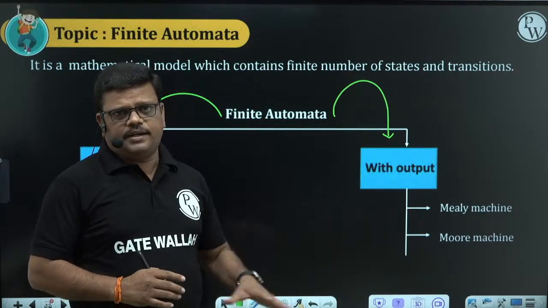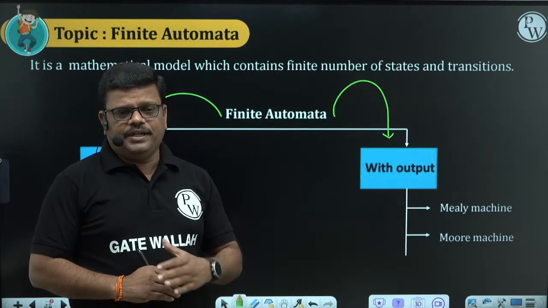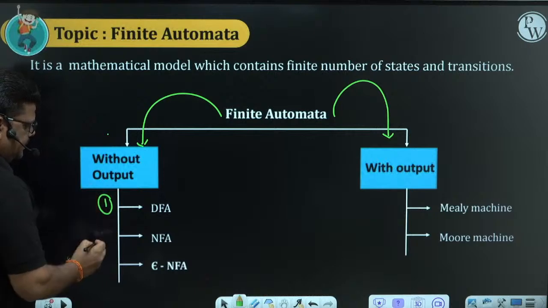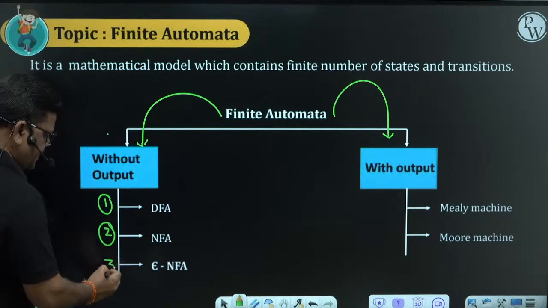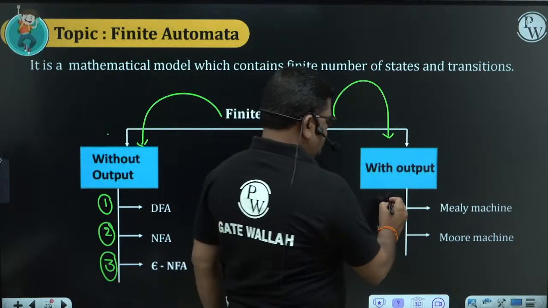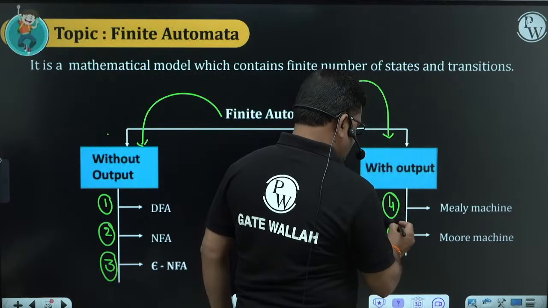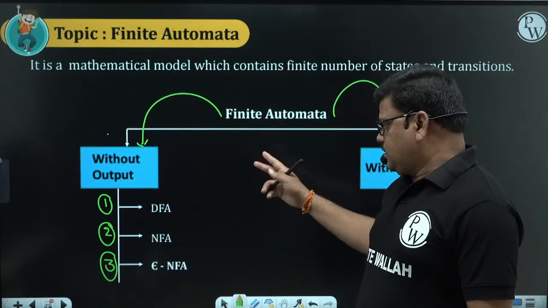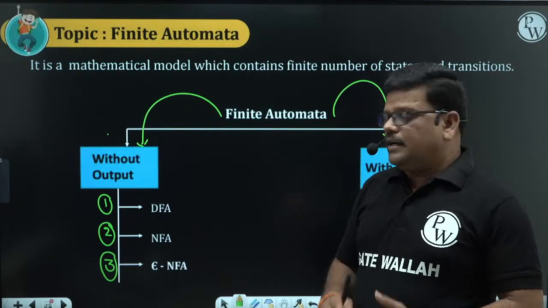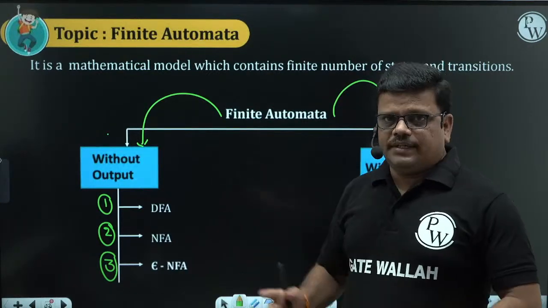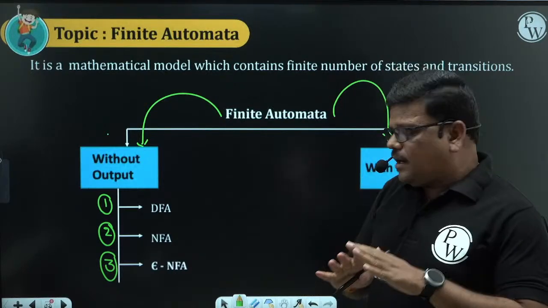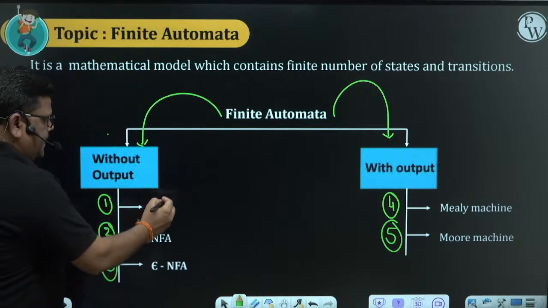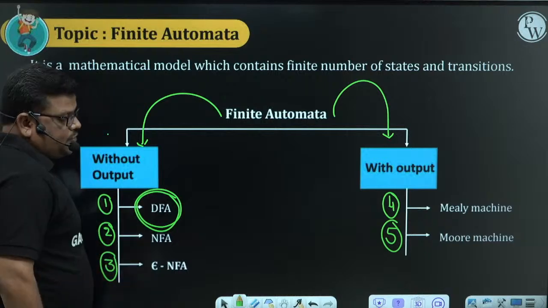Our focus now is on finite automata. To design finite automata, we need to understand five techniques: the first one DFA, NFA, epsilon NFA, Mealy machine, and Moore machine. Learning finite automata is nothing but learning these five techniques, that is, how to construct finite automata using these five things. If you know that, that is the complete topic of finite automata. That's why in yesterday's session we already started learning the first topic, deterministic finite automata.